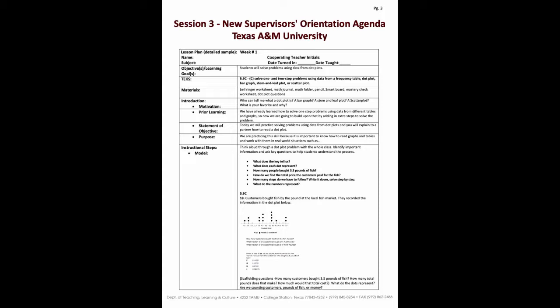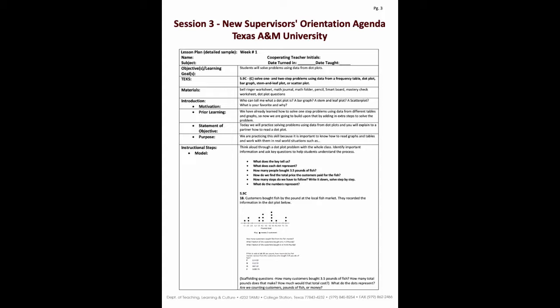This slide displays the first page of the 5th grade math detailed lesson plan on dot plots. Looking at your handout of this lesson plan, note the lesson cycle components that will be included in each lesson plan. They are objectives, TEKS, materials, motivation, prior learning, statement of objective purpose, which are listed under introduction, model, guided practice, and independent practice, which are listed under instructional steps, closure, which includes review and future learning, lesson extension and/or modification, and assessment of learning.